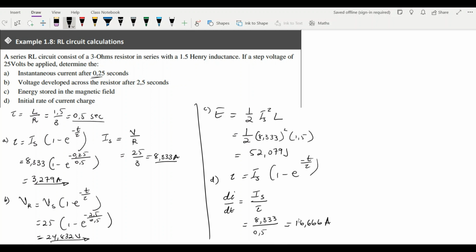Now, this is the initial rate of charging, in amperes per second. This is actually the correct SI unit. It means that for every second the inductor is connected to the power supply, 16.666 amperes is being drawn into the inductor.